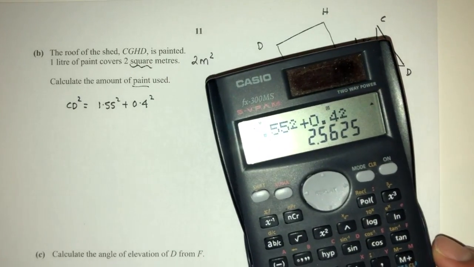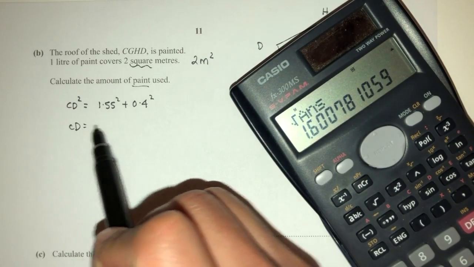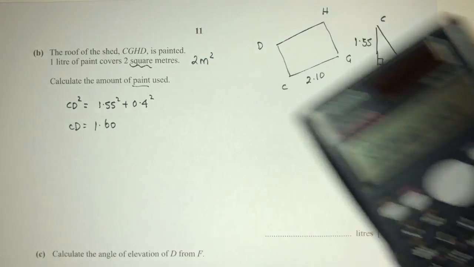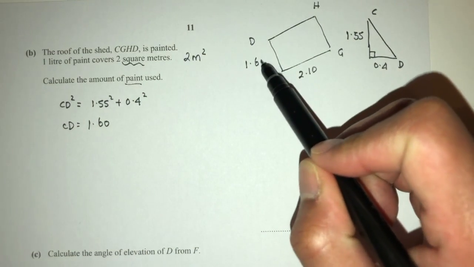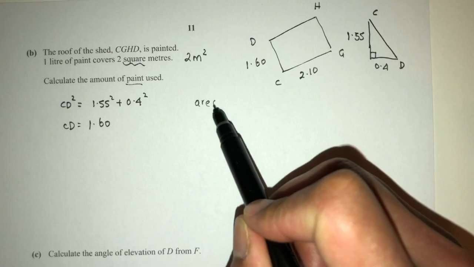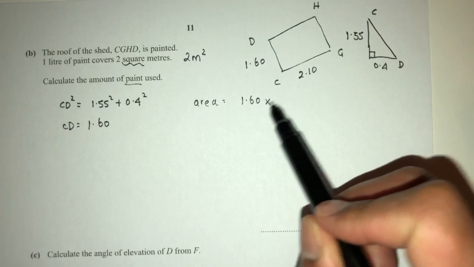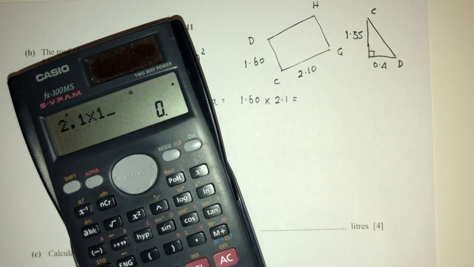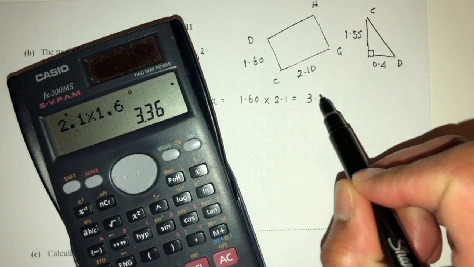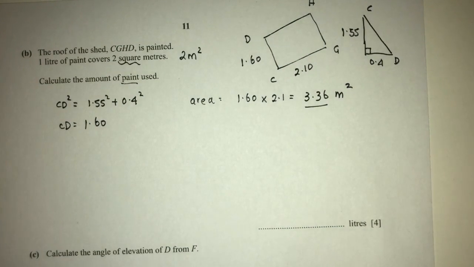Okay, that will be the value, and then square root, CD has to be 1.60, correct to 3 significant figures. Okay, so that will be the one that we are looking for. So area will be 1.6, which is the width, times the length, which is 2.1. That is 3.36 meters squared. Okay, so now we have the area of the roof.